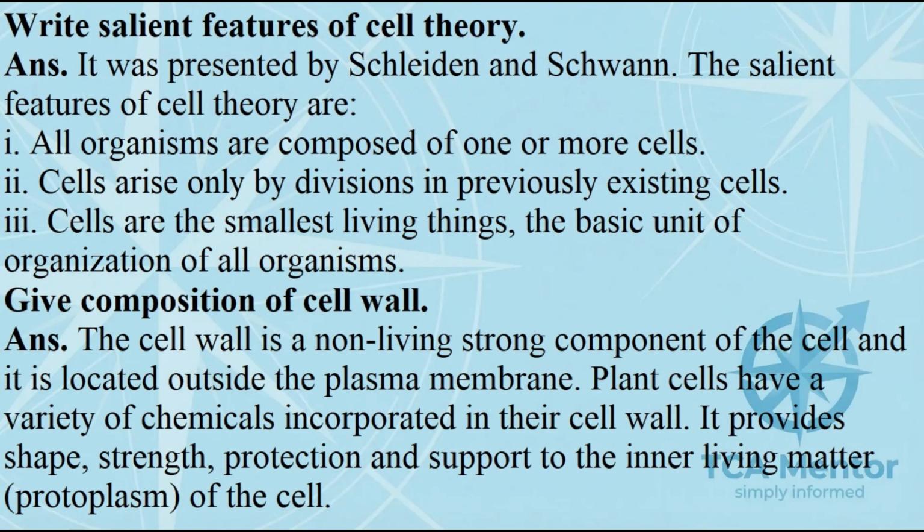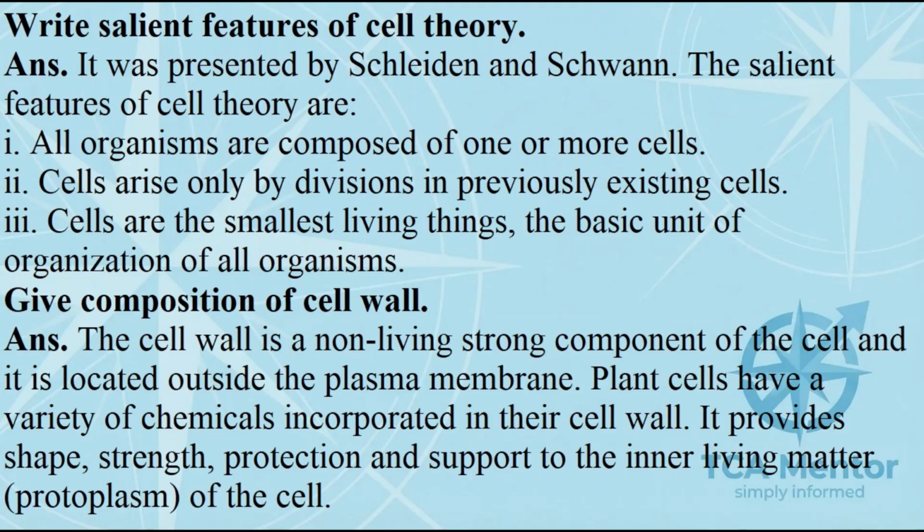Write salient features of cell theory. ANS. It was presented by Schleiden and Schwann. The salient features of cell theory are: 1. All organisms are composed of one or more cells. 2. Cells arise only by divisions in previously existing cells. 3. Cells are the smallest living things, the basic unit of organization of all organisms.